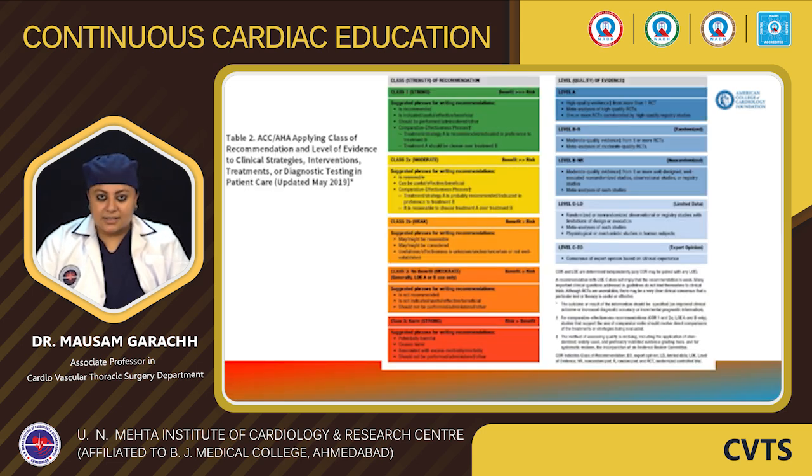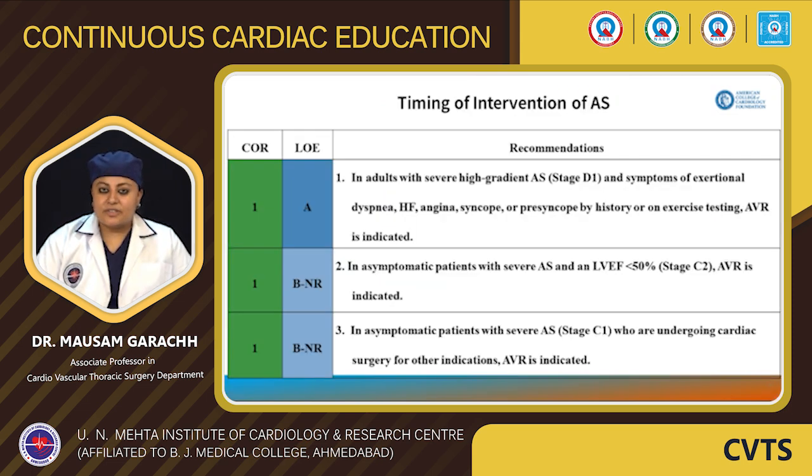Here is the slide which shows the class of recommendation and the level of evidence. Now I'm going to talk about timing of intervention of aortic stenosis according to the AHA guidelines 2020. Now 1A indication: in adults with severe high-gradient aortic stenosis, that is stage D1, and symptoms of exertional dyspnea, heart failure, angina, syncope or presyncope by the history or on exercise testing, AVR is indicated.